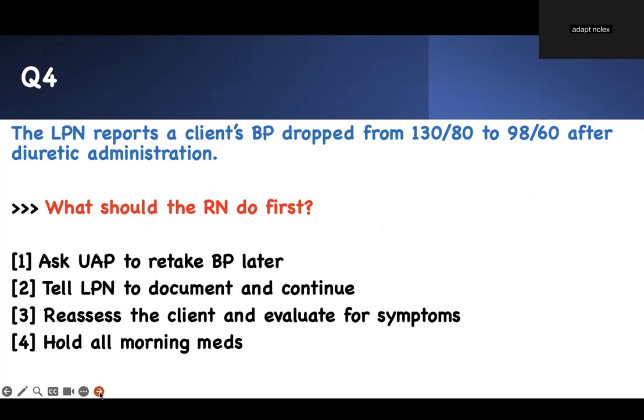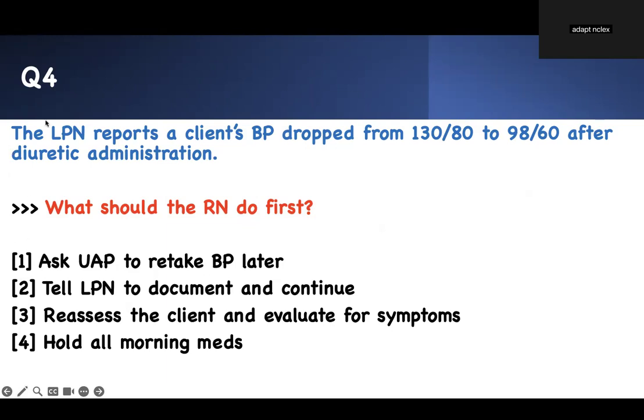LPN reported the client's blood pressure went from systolic 130 to 98. Blood pressure is dropping. Hypotension. After they give a diuretic. Think about it. What would you do? Ask the UAP to retake the blood pressure because the UAP probably took the blood pressure. Tell the LPN to document and continue to monitor. Reassess the client and evaluate the symptoms. Hold on, morning meds. What do you think?